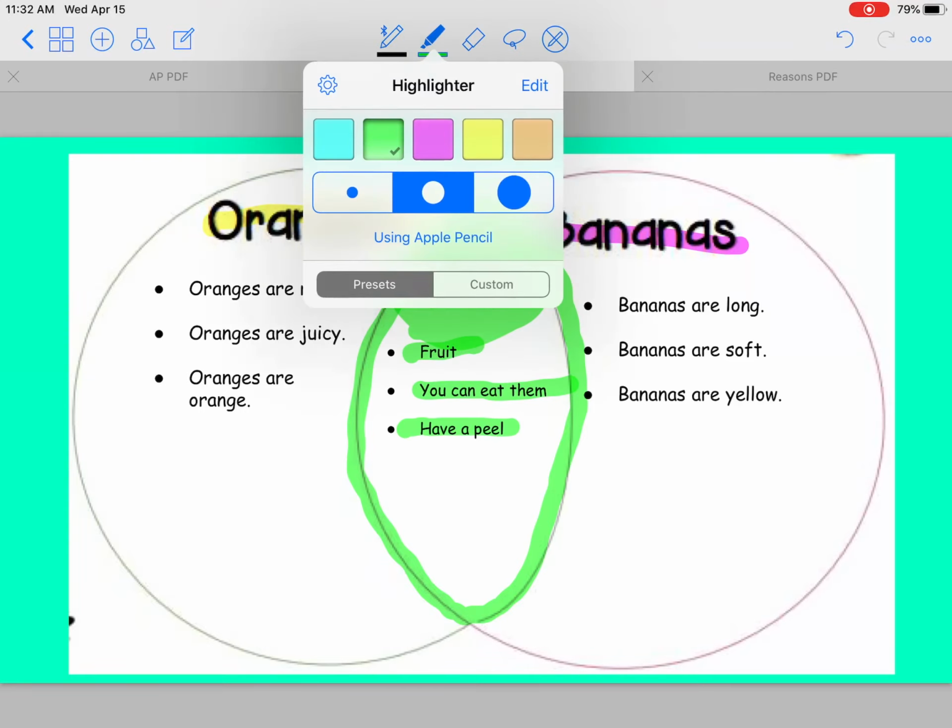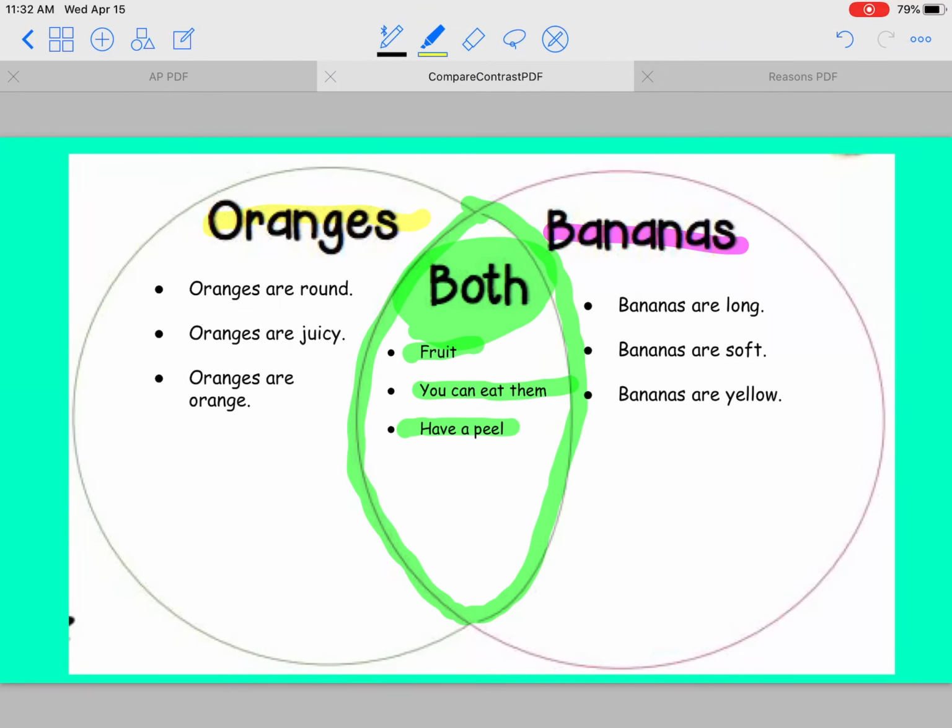All right, now we're going to think about only oranges. So what are some qualities about oranges that are not similar to bananas? So for example, oranges are round. I'm only going to put this under oranges. I'm not going to put this over here under bananas, okay? So oranges are also juicy. Oranges are also orange. So I know that these 3 things are going to go under the category of orange.